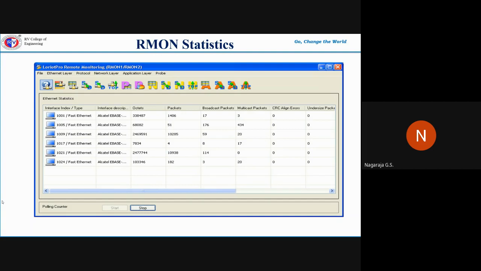Yeah, look at this GUI. I think it is a pretty simple GUI design, which has a file, Ethernet layer, protocol, network layer, application layer, probe, and in each heading you can come across the associated functionalities, and you can showcase your statistics. So what I mean is, let us say you want to develop something on your own relating to Rmon statistics. You can explore it. Okay, so that is what is needed.